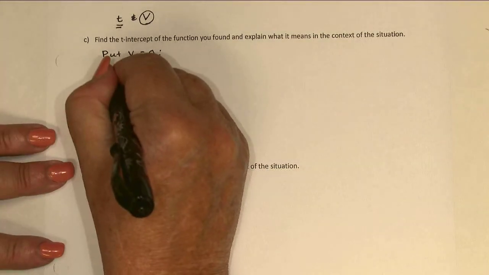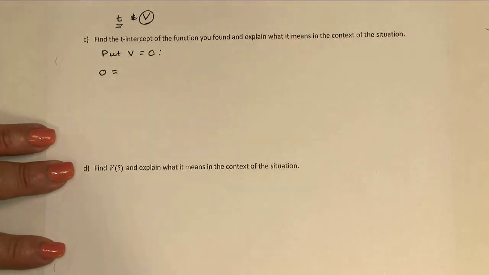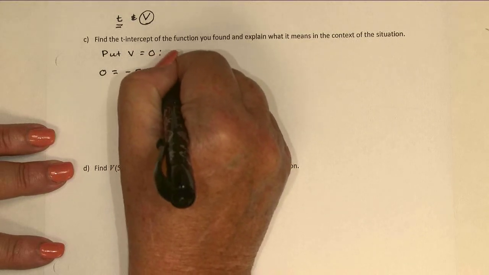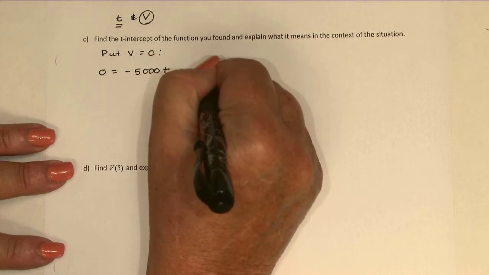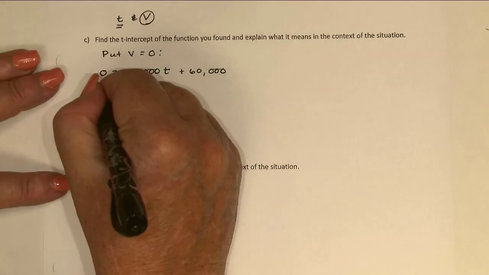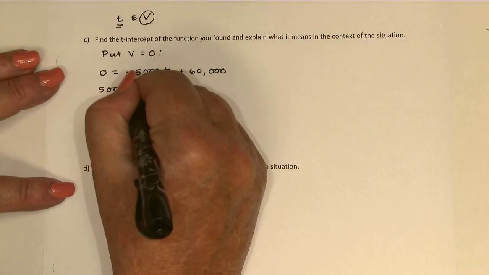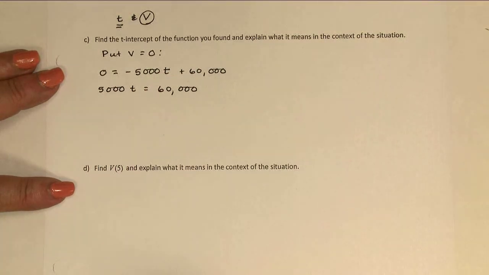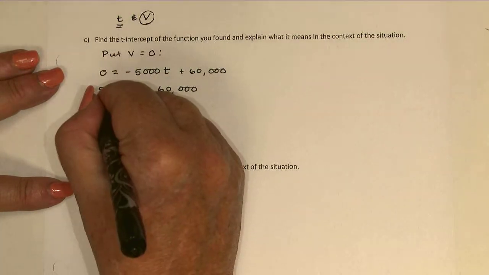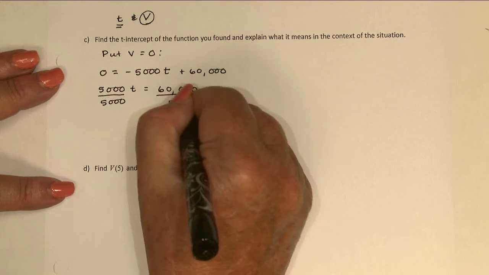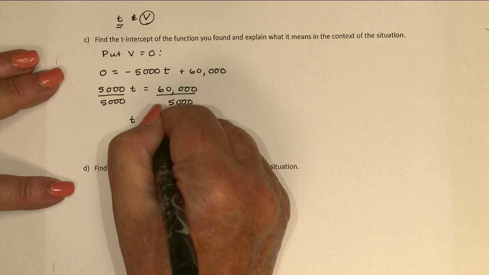So my equation is going to become 0 equals negative 5,000t plus 60,000. And I can solve that for t. 5,000t would be 60,000. And if I divide both sides by the 5,000, t turns out to be 12.